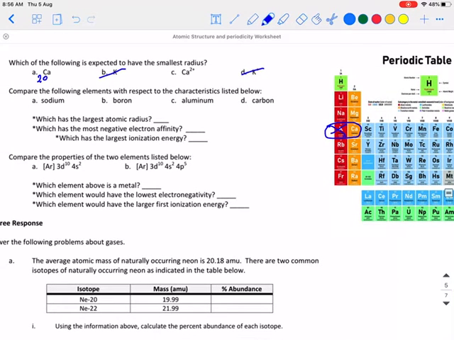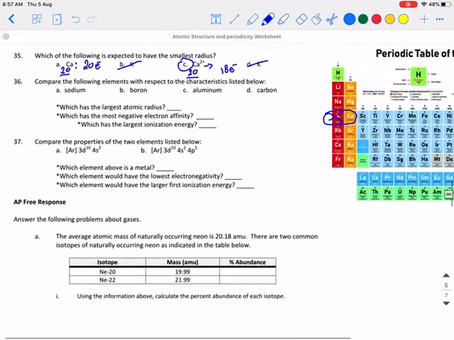Calcium has atomic number 20, and because it's an atom, it has 20 electrons. Calcium 2+, because it's a monoatomic ion, has 18 electrons. Both have the same atomic number, but the number of electrons in Ca2+ is less than that of the calcium atom, which makes it have the smallest radius. So the option is C.